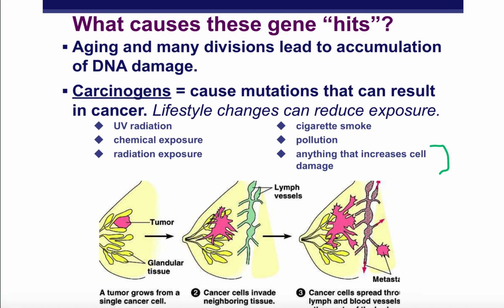So UV radiation becomes a problem not only because it can directly damage your DNA, but also because it's damaging your cells overall in your skin. It increases the likelihood that your skin has to replace itself and potentially mutate in that replacement.